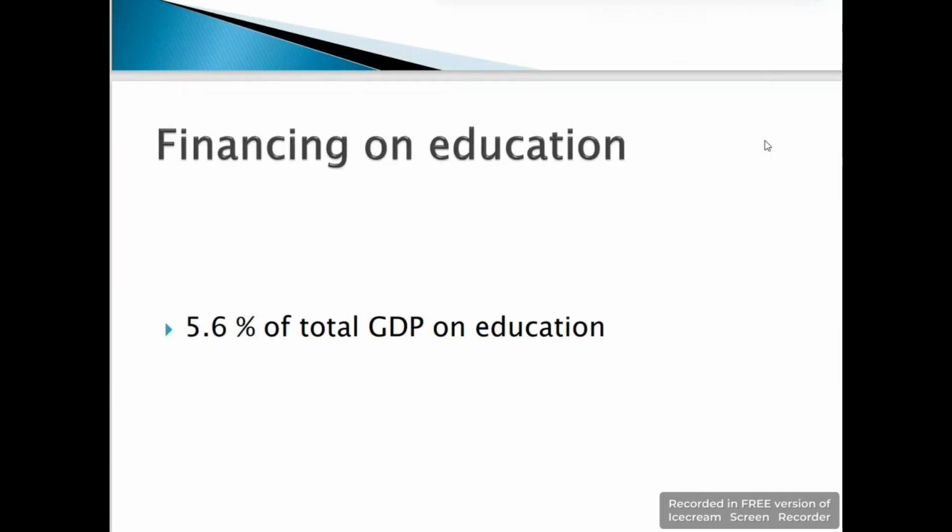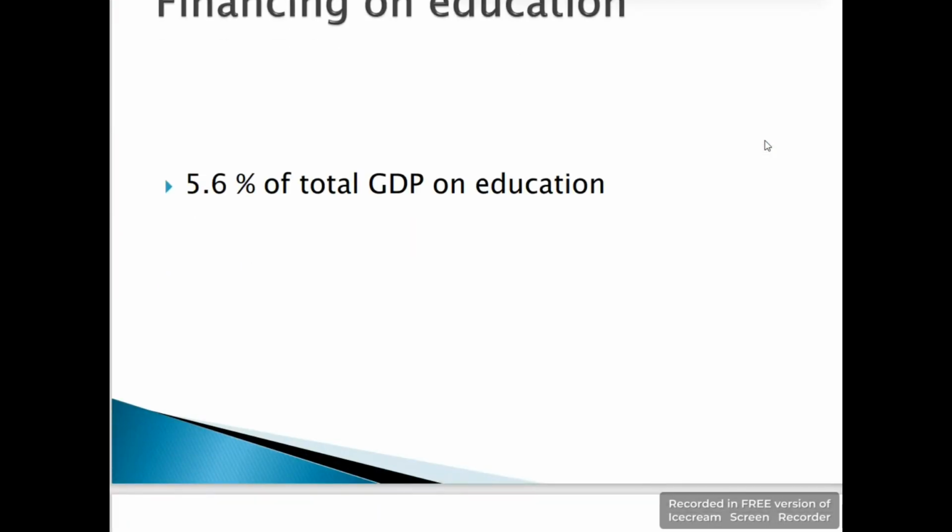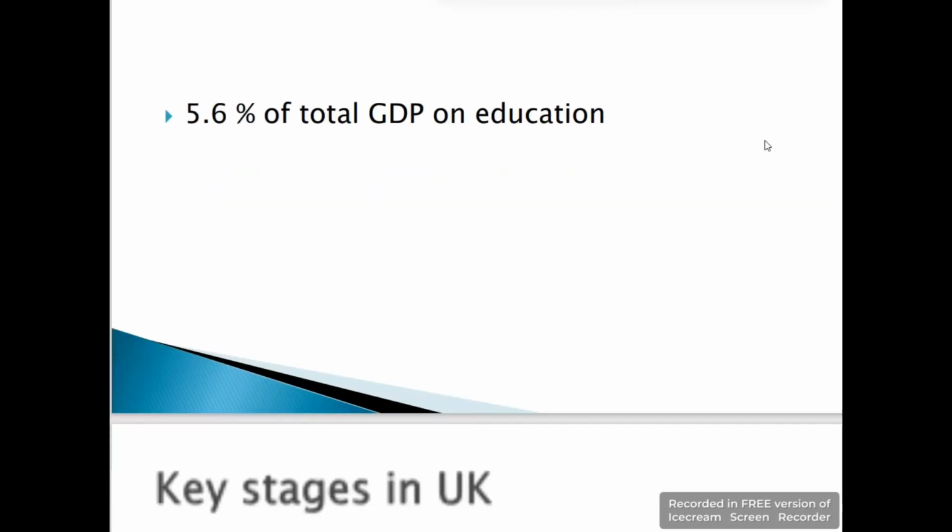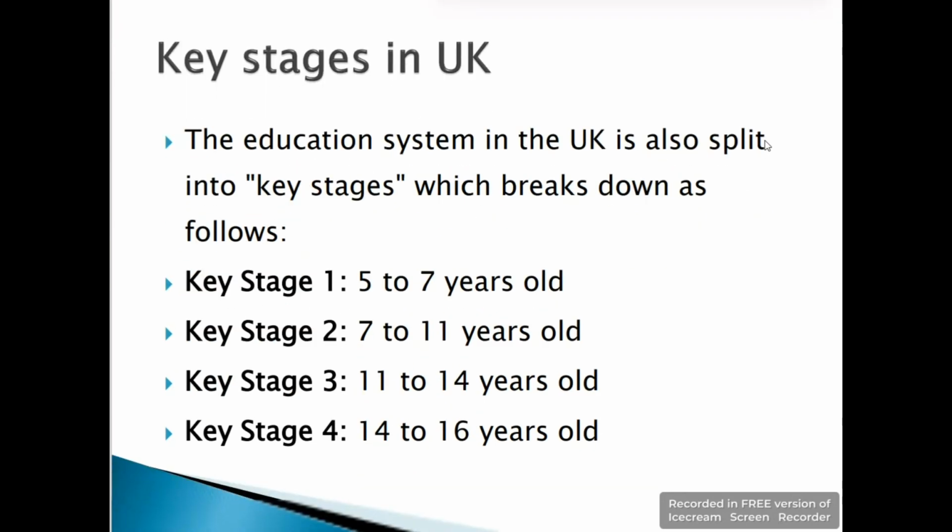Now, regarding financing of education, 5.6% of total GDP is invested in education in the UK. There are four key stages in the education system of the UK: key stage 1 is for 5 to 7 year old children, key stage 2 is for 7 to 11 year olds, key stage 3 is for 11 to 14 year olds, and key stage 4 is for 14 to 16 year olds.